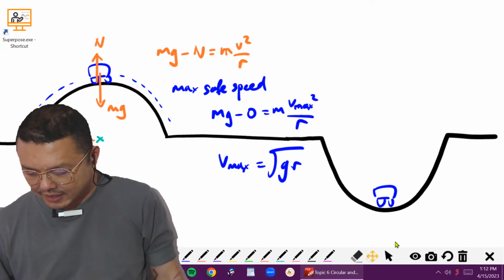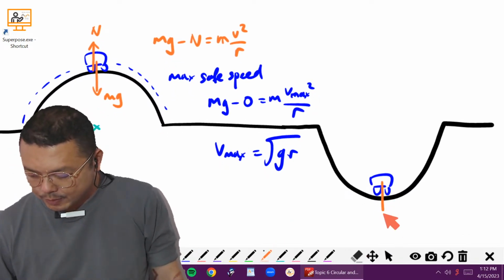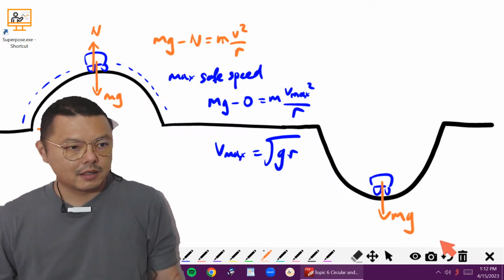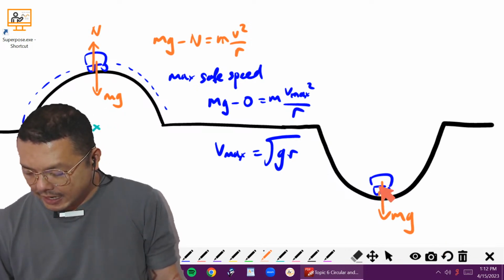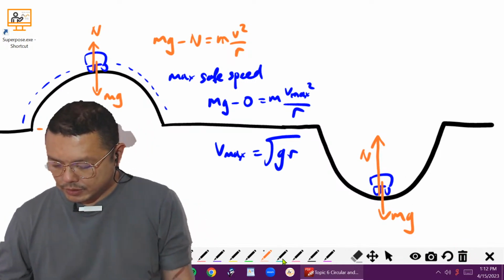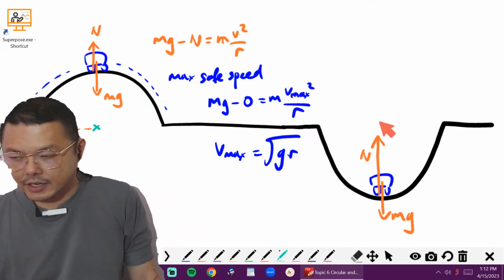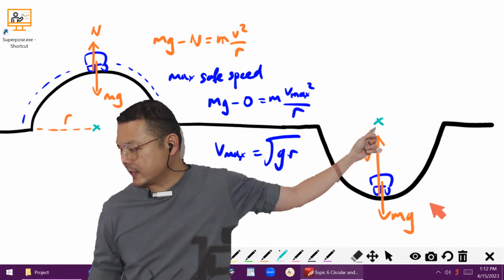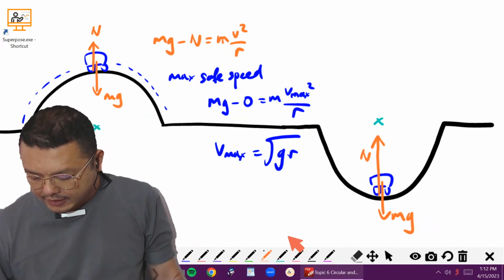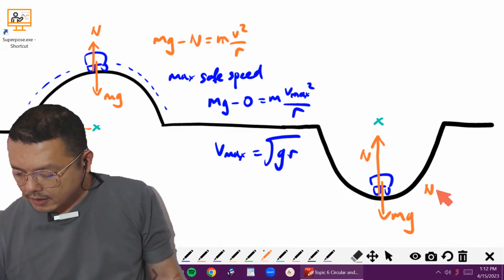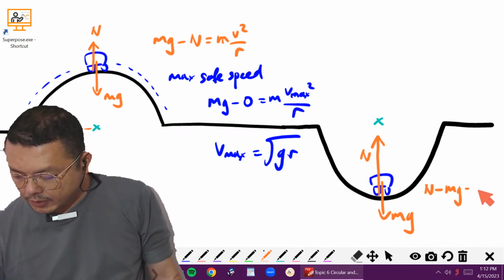What are the forces acting on the car? Mg and the N force pointing up. Does it have to be bigger than the mg now? Why does it have to? Because you need a centripetal force pointing towards the center here, right? You need the resultant force to be pointing towards the center here like this. So what's the equation for the car at the bottom of the well? N minus mg equals to mv squared over r.